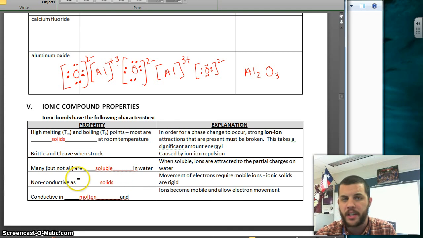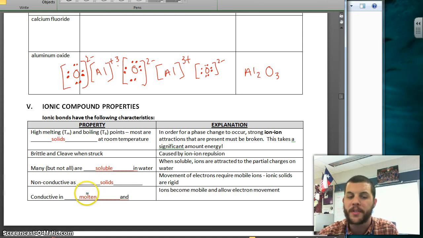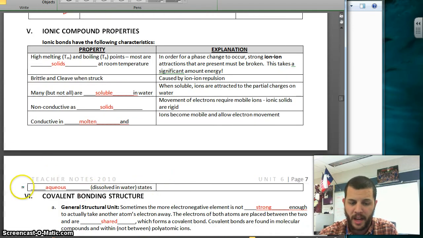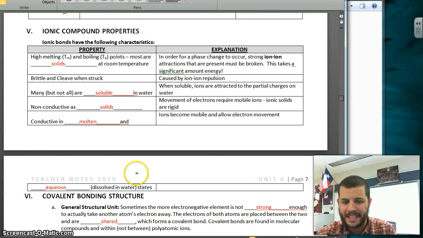These are also non-conductive as solids, meaning that they don't conduct electricity when they're in their solid phase. However, when they are molten, meaning that they've been melted down, or when they're dissolved in water, these actually would be conductive, okay? And so the aqueous is the word that we would use to show that it is a dissolved substance.